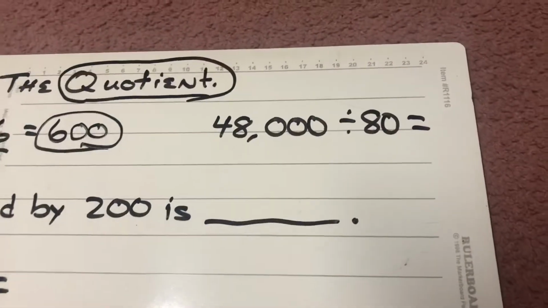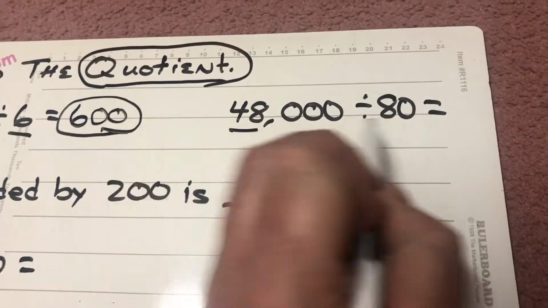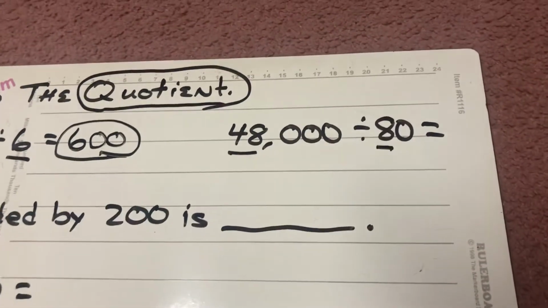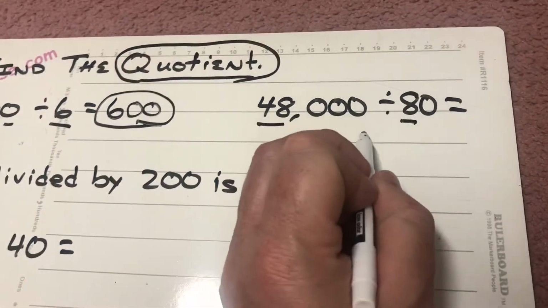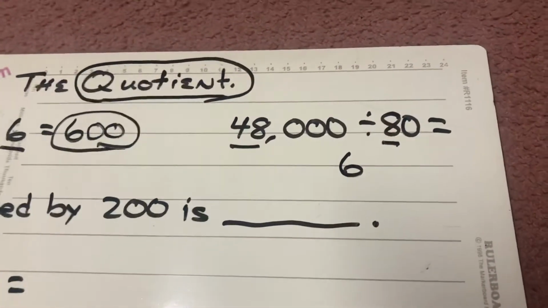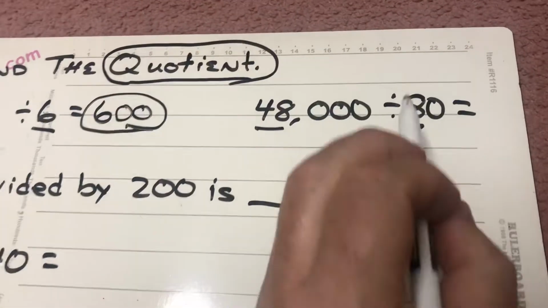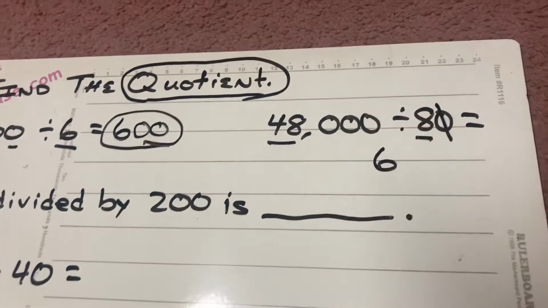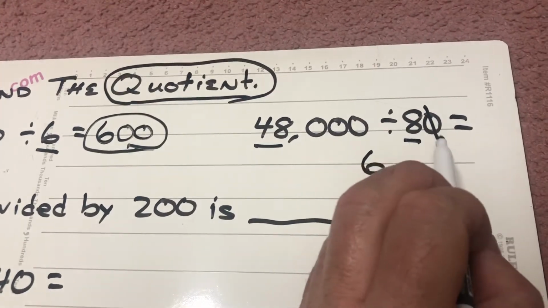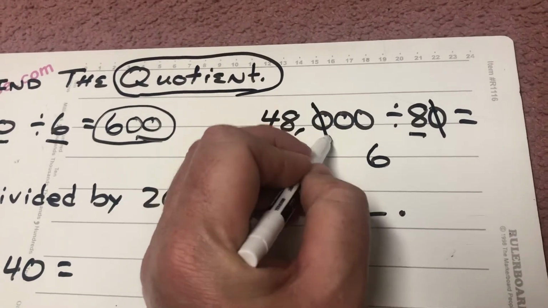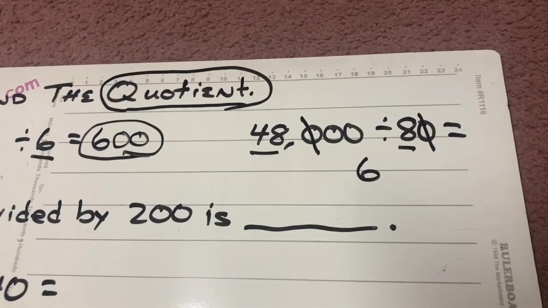48,000 divided by 8. So I'm going to think 48 divided by 8. Well, I know that 48 divided by 8 is 6. So I'm going to write that 6 down. Now I do have a 0 here in my divisor, so I'm going to cross it off. And since I cross off 1 0 here, I cross off 1 0 here.